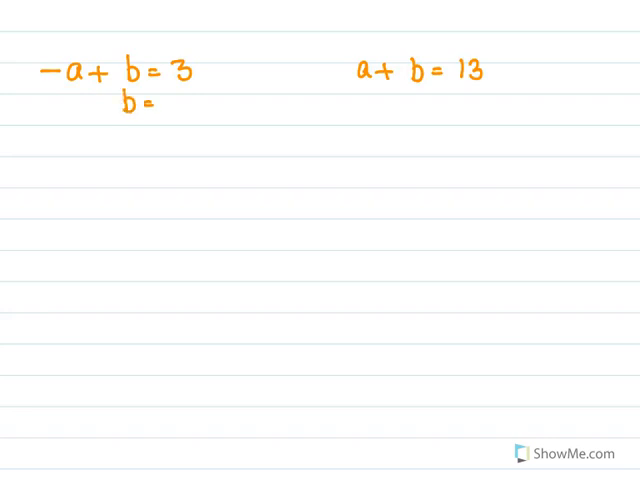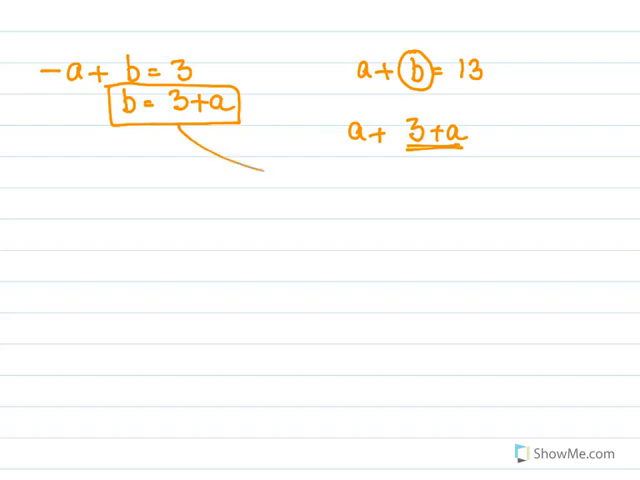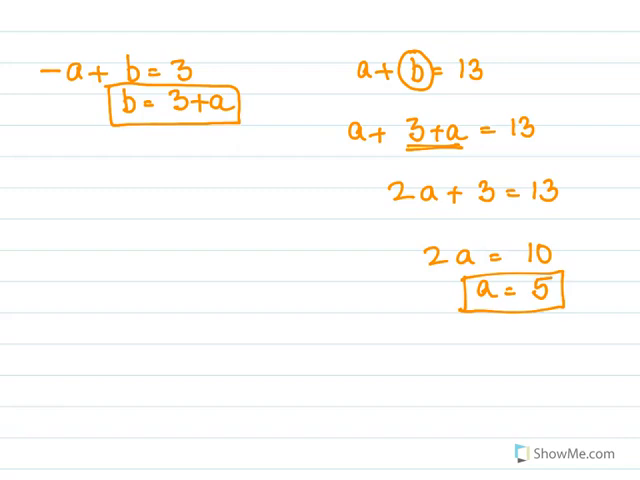Now we'll take b. What will be b equal to? 3 plus a. So wherever there is b, I will put 3 plus a. I got this from here. In a plus b equal to 13, for b I put 3 plus a. So a plus a is 2a plus 3 equal to 13. So 2a equal to 10. So a equal to 5. So I found a equal to 5.